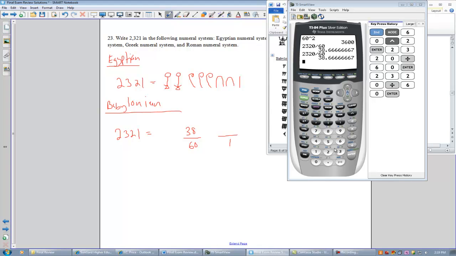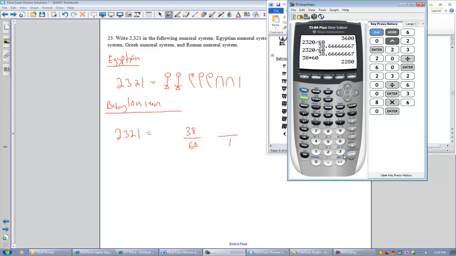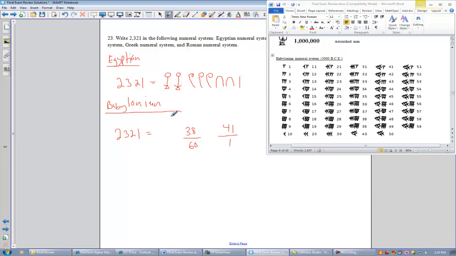So how many do I have left over? We'll take 38 times 60, because that's how many things you have represented here. 38 60s, and that's 2,280. So how many things do you have left? We'll take 2,321 minus 2,280, and you'll see you have 41 things left. So I'll put a 41 right here. All right, so this should represent 2,321 things, and then what I need to do is write these numbers here in the Babylonian numeral system.